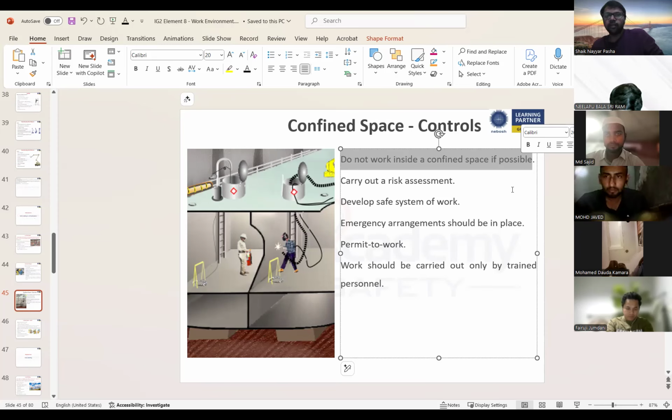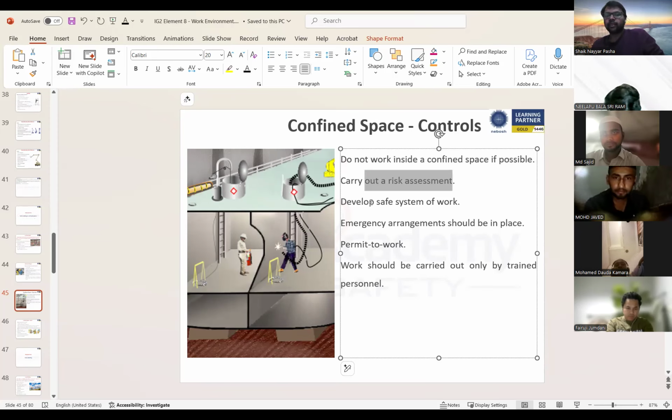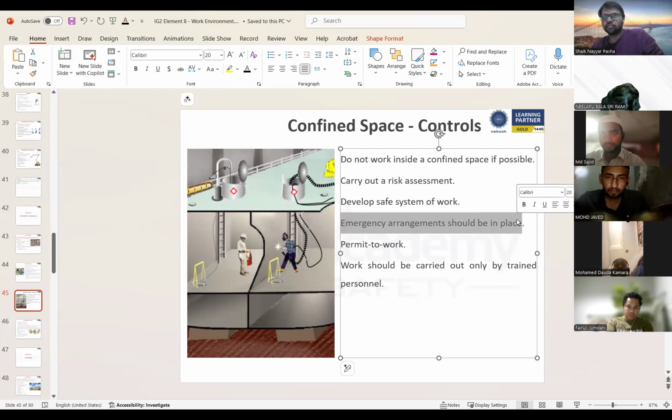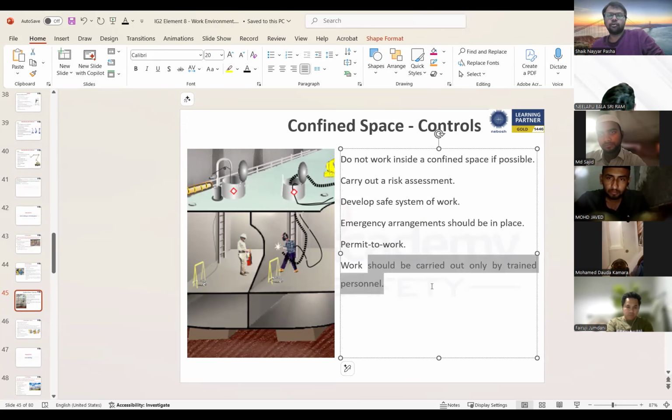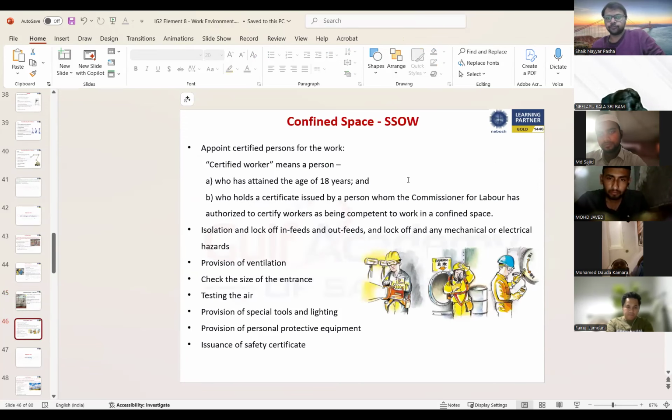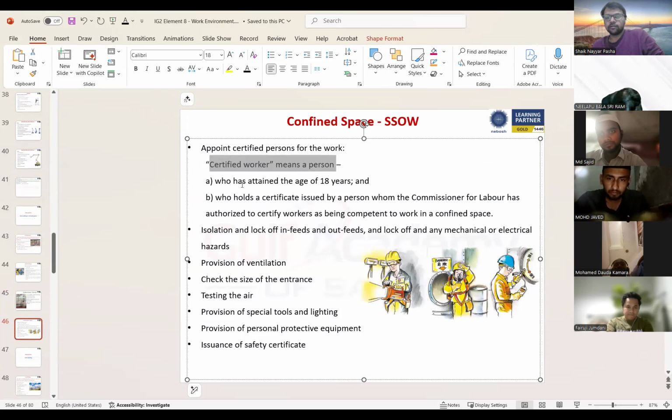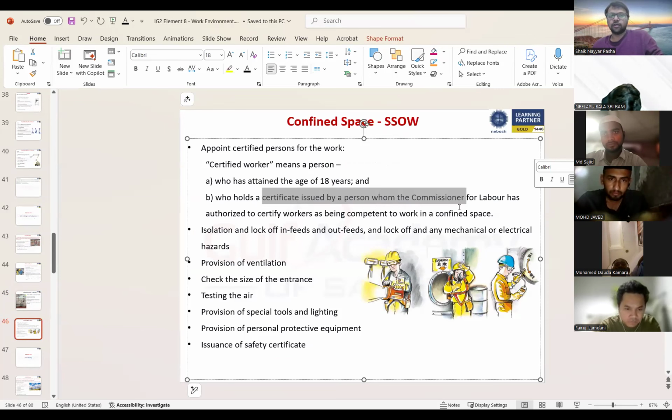But before that, carry out a risk assessment, develop a safe system of work, and make sure all the emergency arrangements, whatever kind of emergencies could arise, fire or asphyxiation or any other things that could occur, are in place. There is a permit to work, and work should be carried out only by a trained, certified worker who is 18 years and above and who holds certificates from the local authority.